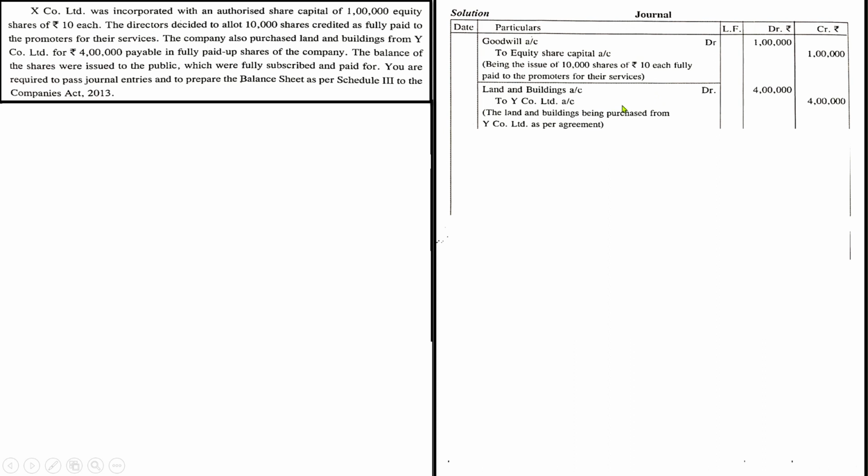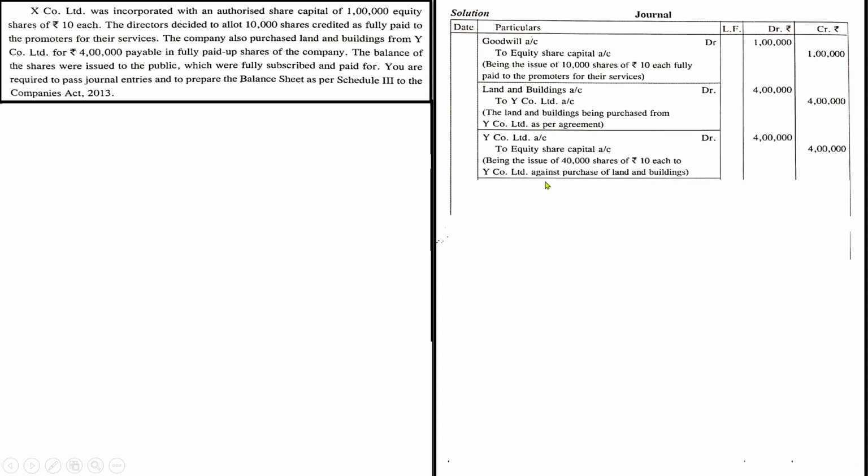Now the company has to make the payment, and in the question it is mentioned that the payment was made in the form of shares, issue of shares. So you need to pass the entry for the issue of shares to the Y Company Limited, that is Y Company Limited account debited to equity share capital. Here in the question the company was dealing with equity share capital, so let it be equity share capital.